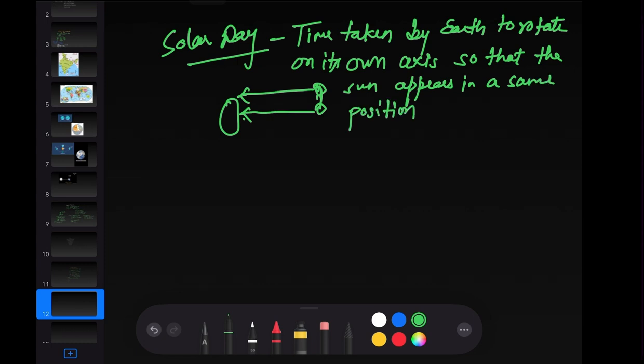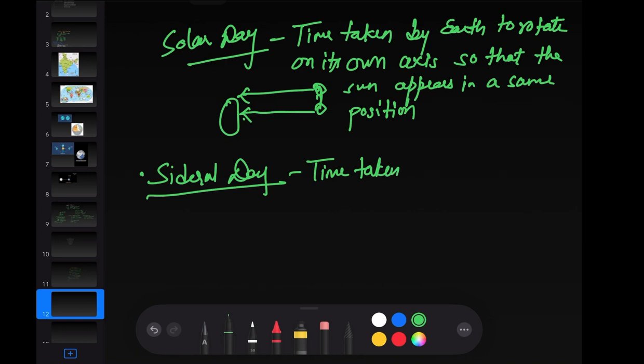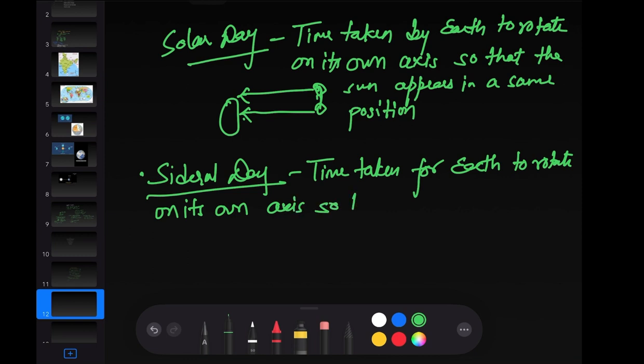Then what is sidereal day? Sidereal day is a time taken for the earth to rotate on its own axis so that a distant star appears in the same position in the sky.